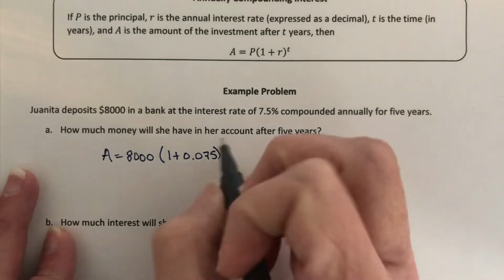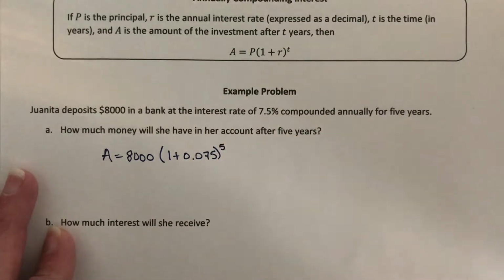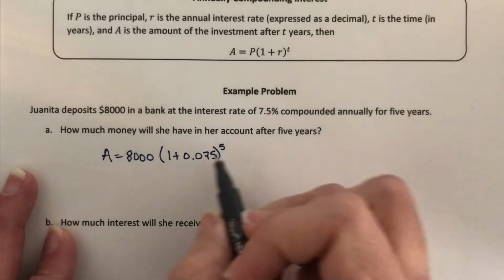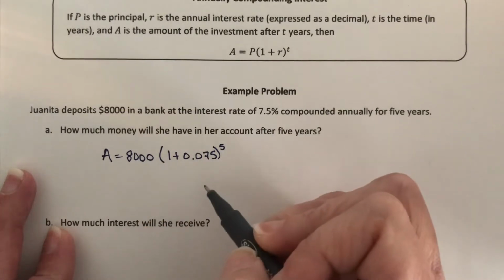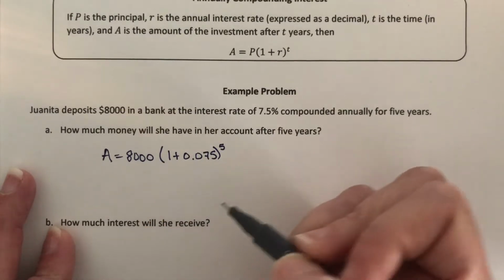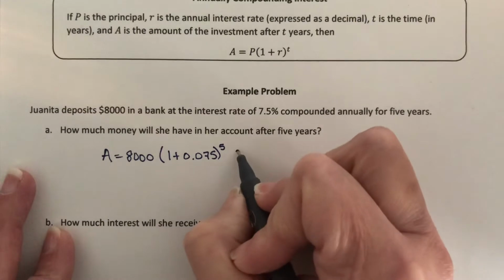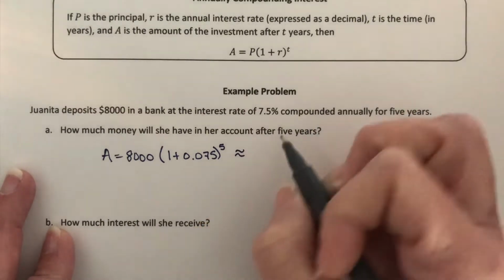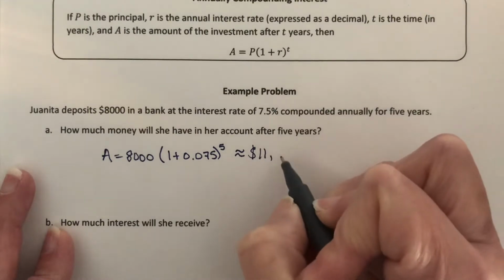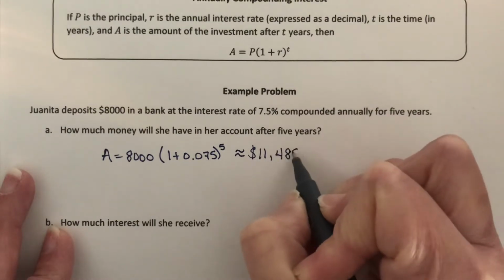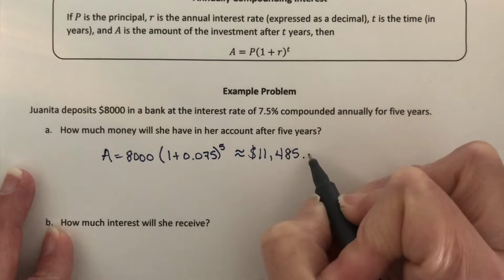Double check your unit here. So that's what we have. And then plug this into your calculator. You're not likely to get an exact answer, so they will want you to round it to the nearest cent. And this is approximately $11,485.30.